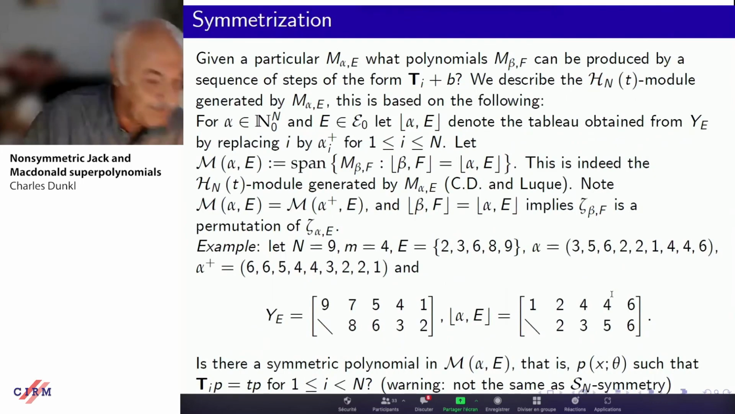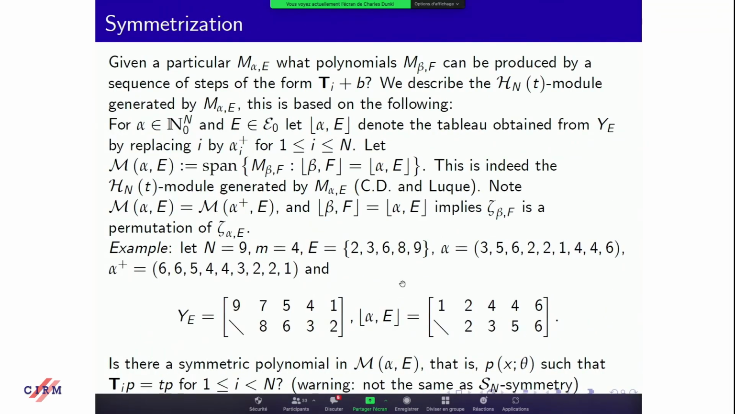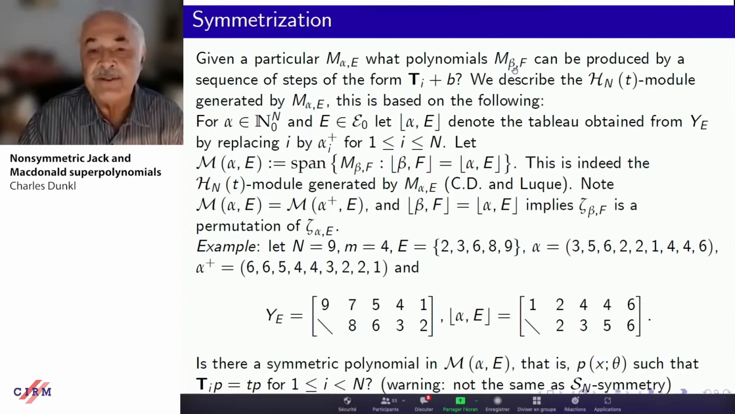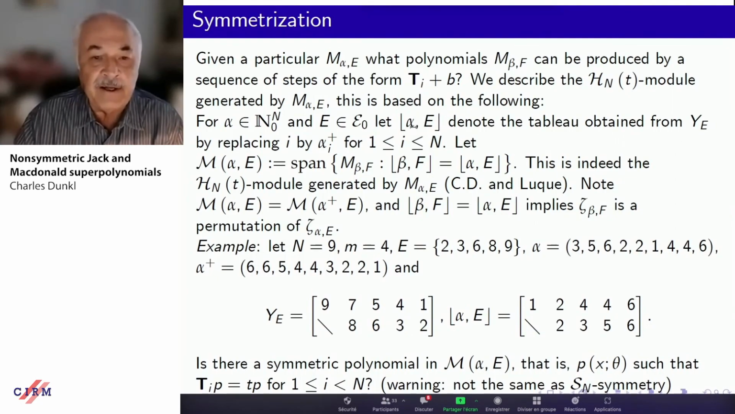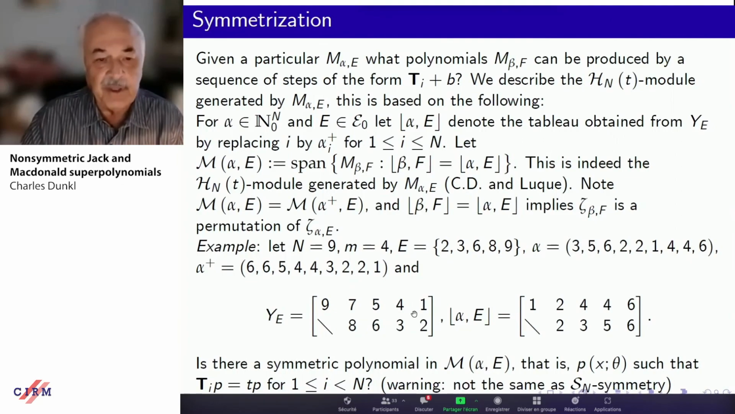I have a few minutes left. What can we do in terms of symmetric? I'll get to what symmetric means. What module is generated by one polynomial? So if you start with 1 and beta f, what can you get to by using adjacency relations? It's easy to explain. Given the set E and a label, form a tableau, alpha E. You replace I by alpha I. And here's an example down below.